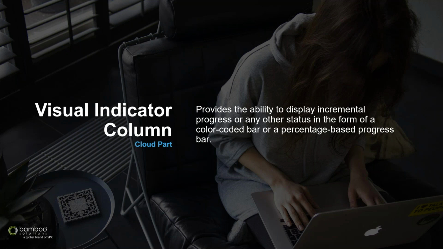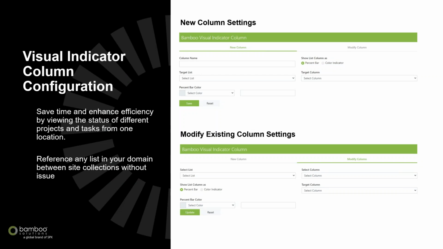So visual indicator column, its whole purpose is to quickly add to your list or library views, I believe, a little visual indicator to show either the progress of something, whether that's like 0 to 100, and then where that falls within a little visual icon, or a status indicator based on color and things like that. So you're going to see some screenshots here in just a second, and then we'll go look at a site that's got it installed and configure that.